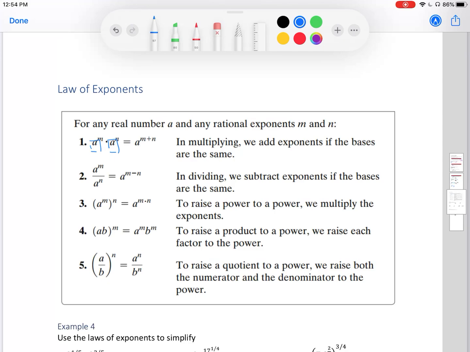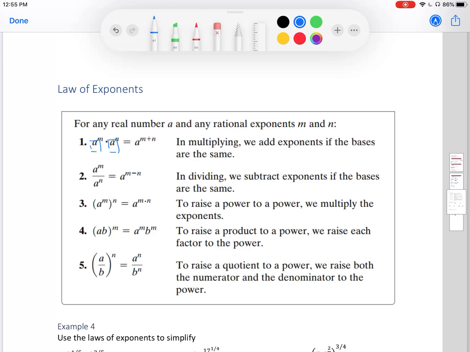If I'm dividing and I have the same base, a raised to the m divided by a raised to the n, then we subtract the exponents. And that's how we simplify. The third rule, a raised to the m, parentheses, raised to the n. If I have an exponent raised to a power using parentheses, we multiply. So we have m times n.